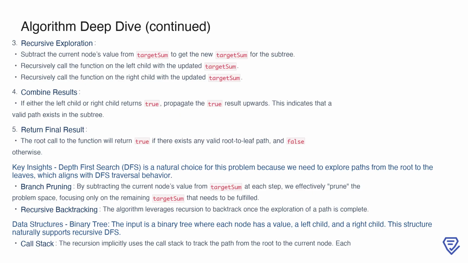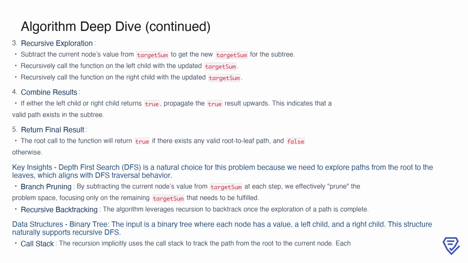This approach leverages the natural traversal behavior of depth-first search, which is well suited for exploring paths from the root to the leaves. By subtracting the node values as we go, we focus only on the amount of target sum that remains to be satisfied, effectively pruning the problem space. The recursive nature of this algorithm also allows us to backtrack easily once we finish examining a path.